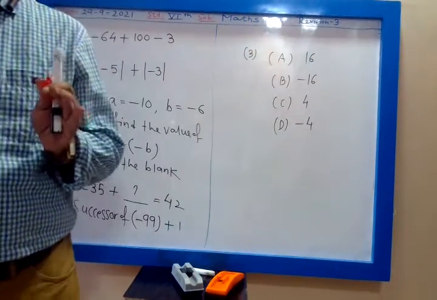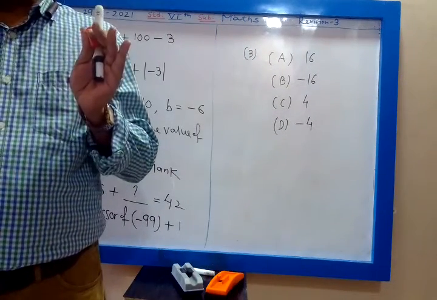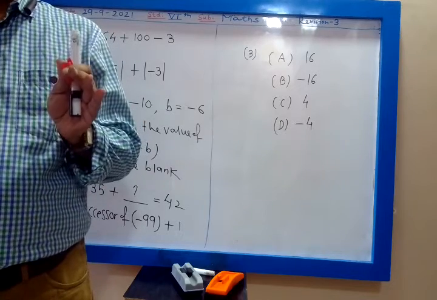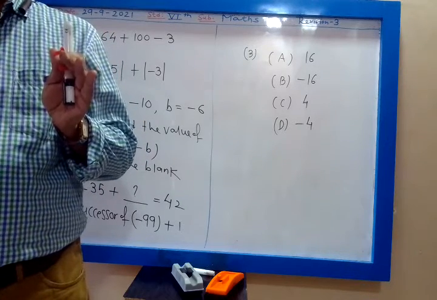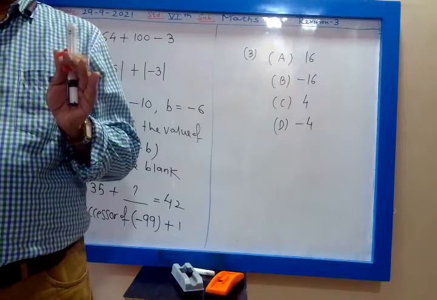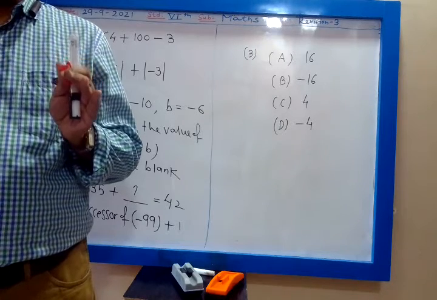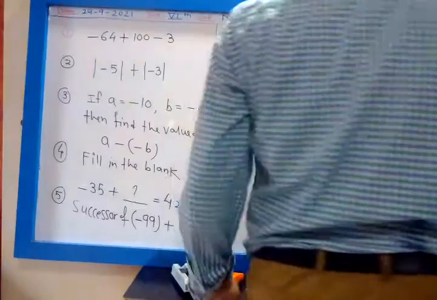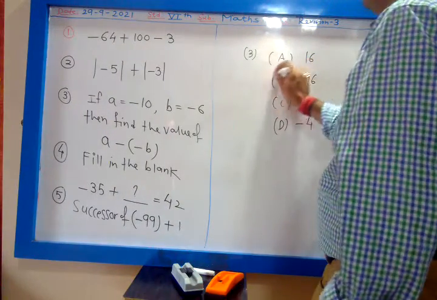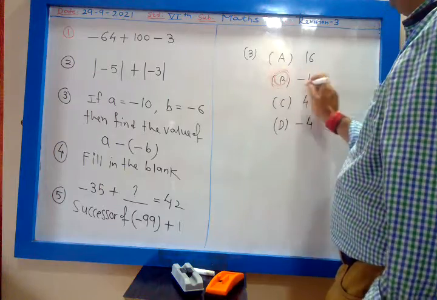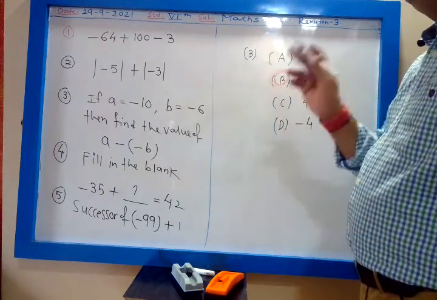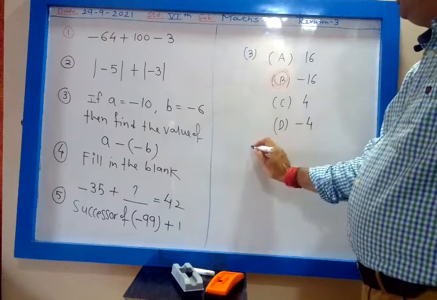See here. So far only two students, Anushri and Garv Vyas, gave the option B, minus 16, and their answer is absolutely correct. Why? See the reason. I told you, do not take it lightly.